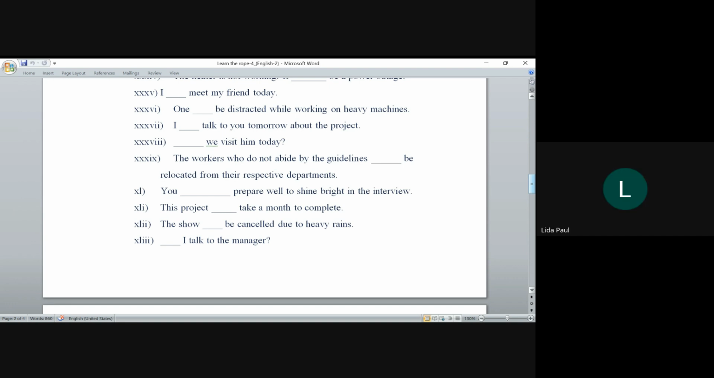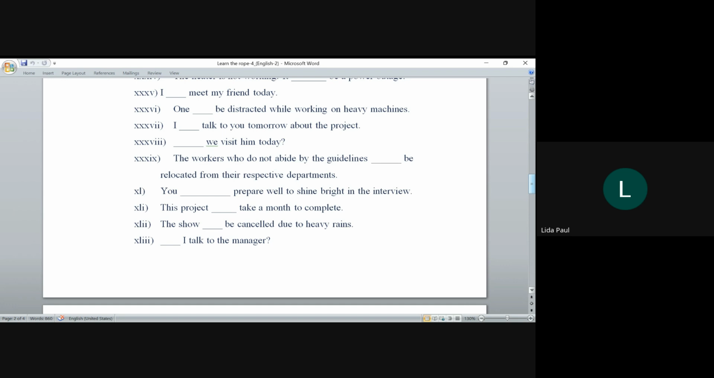Not should. This is again a place where you can use the modal verb will. The workers who do not abide by the guidelines will be relocated from their respective departments, or shall, right? Will or shall, for stronger social obligation. So for stronger social obligations, you can use shall. For weak social obligations, what would you use? You use must, right? But for stronger social obligations like this, you have to use the modal verb shall or will. Both would be right. You can use any one of them.